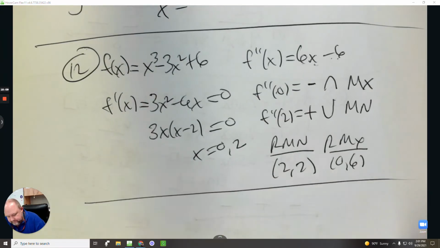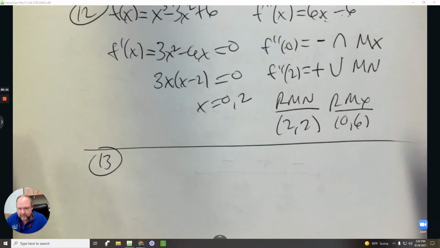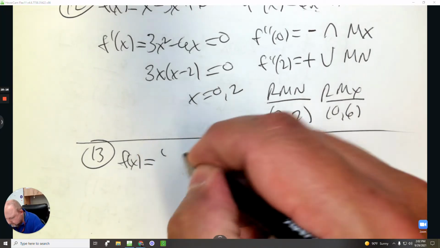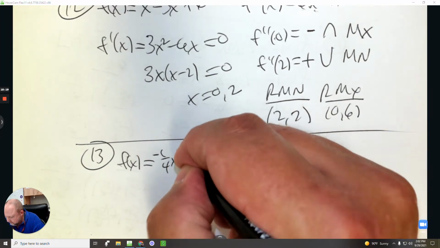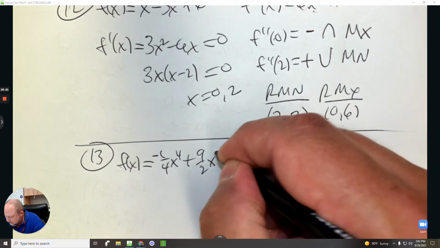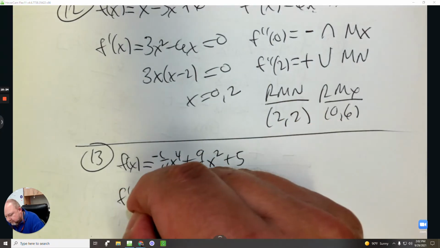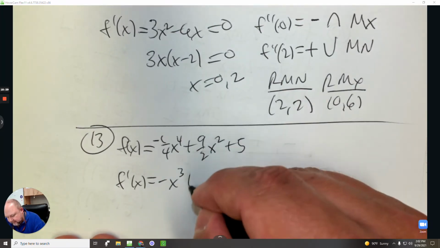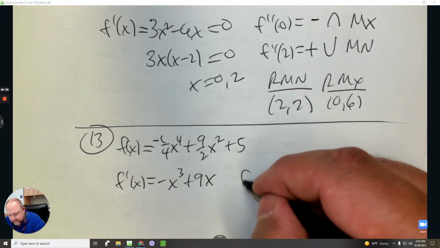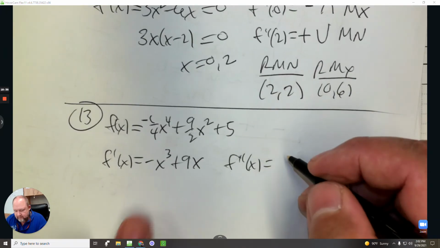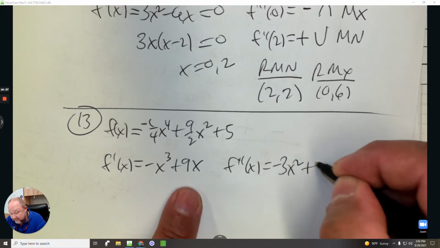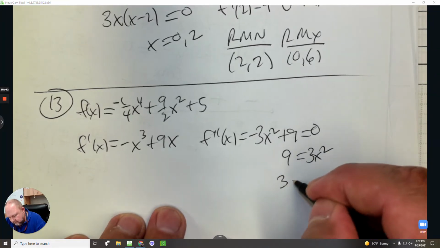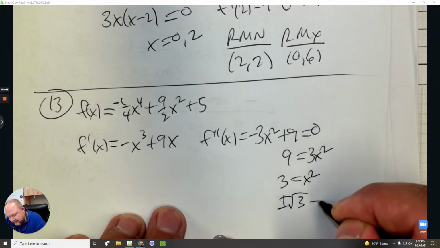Number 13. A new way to find maximums and minimums. So the first derivative is negative x cubed, and then multiplying it's 9x, and that's it. The second derivative is negative 3x squared plus 9. When I solve this, I get the answer positive and negative root 3.